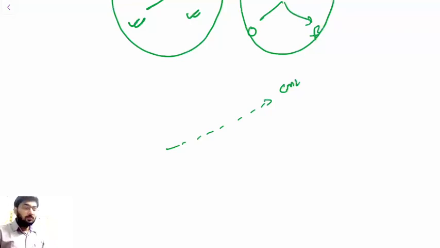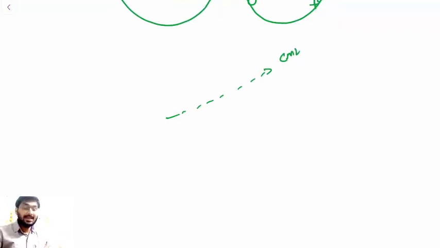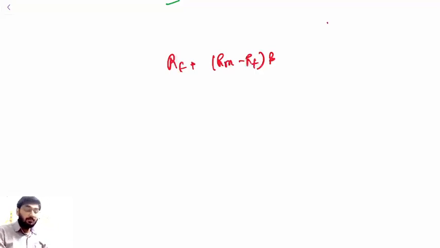Now we will do a small exercise to understand how we do the asset pricing with the help of the SML. We can calculate the expected return of the asset with the help of the CAPM formula: RF plus RM minus RF multiplied with the beta of that particular asset. Clear?